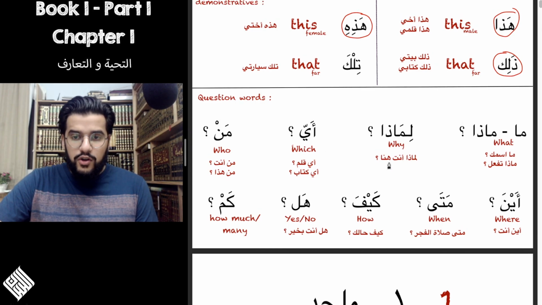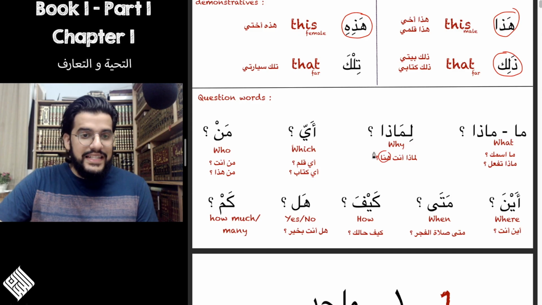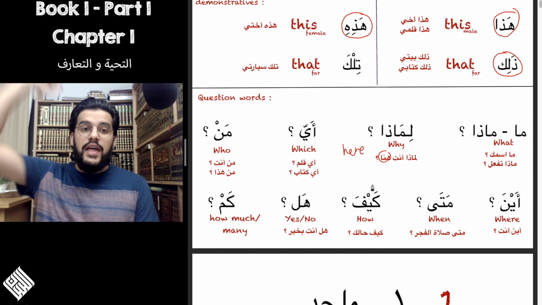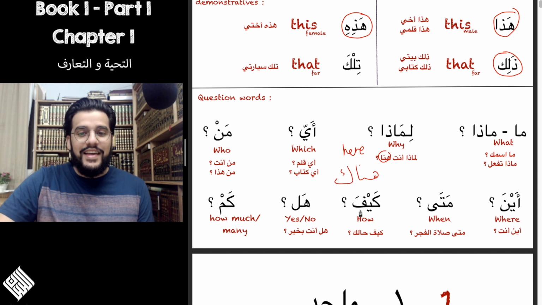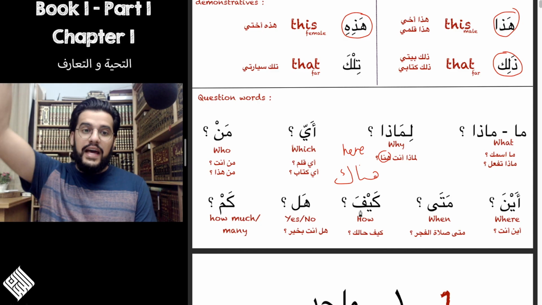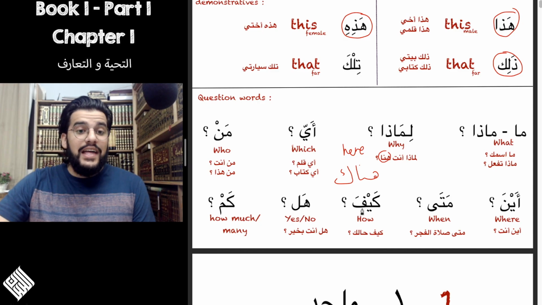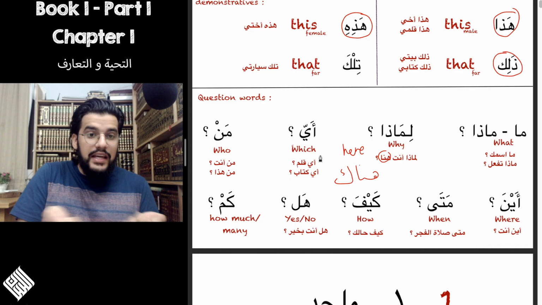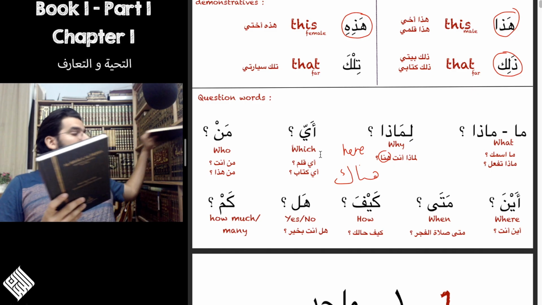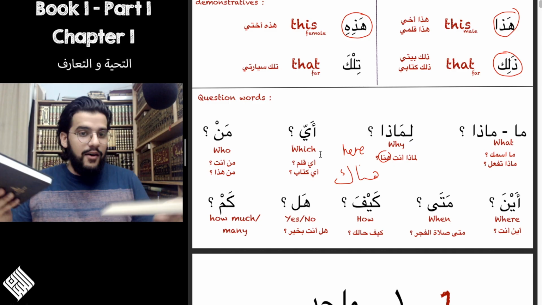And then I'm not sure if we covered the word هنا, but yeah, هنا means here, right? And if I want to say there, of course, I use the word هناك. So هنا means here, هناك means over there. لماذا أنت هنا? Why are you here? And then we have the word أي, which means which. So if I want to say which pen do you want? أي قلم, or you know أي كتاب, هذا أو هذا, أي كتاب.